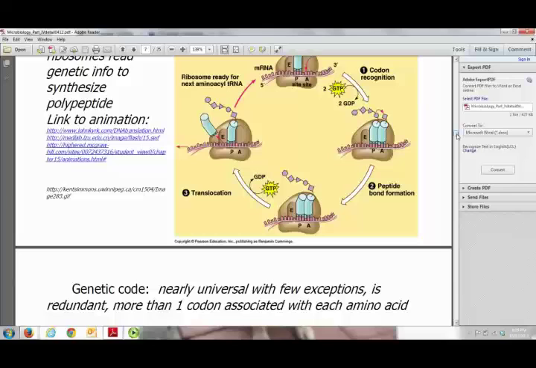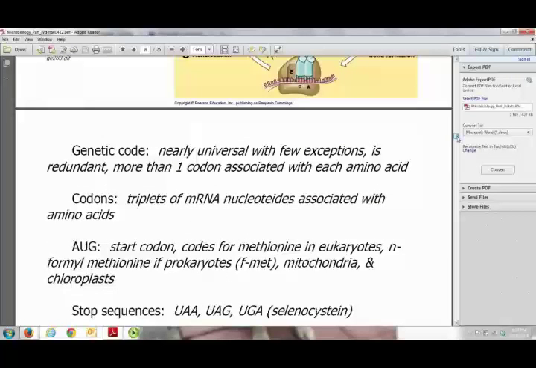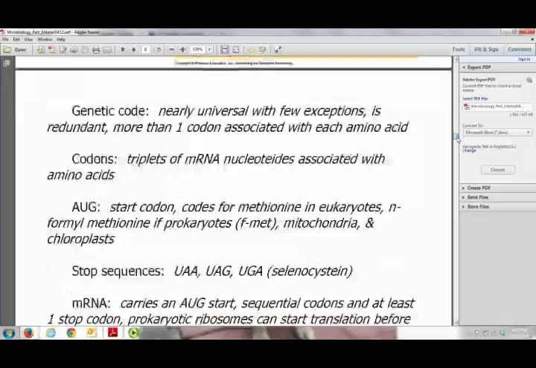So with our genetic code, it's nearly universal. There's a few exceptions. It is redundant, so you're going to have more than one codon associated with each amino acid. The codons are the triplets of mRNA nucleotides that are associated with the amino acids. We have 20 different amino acids.